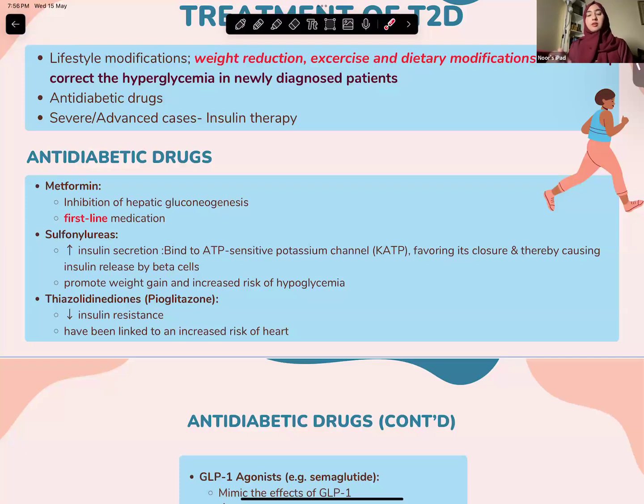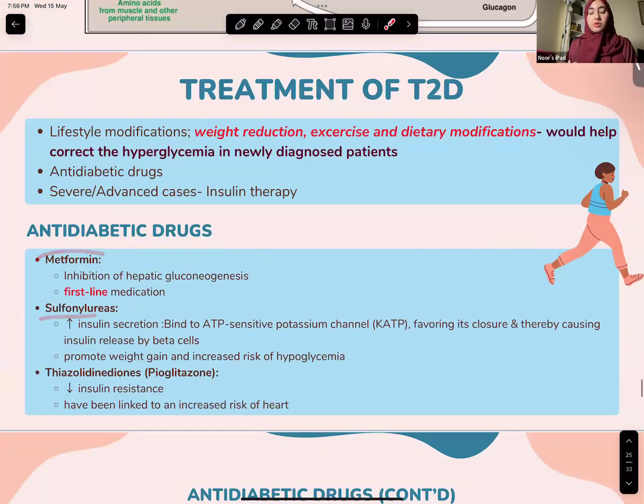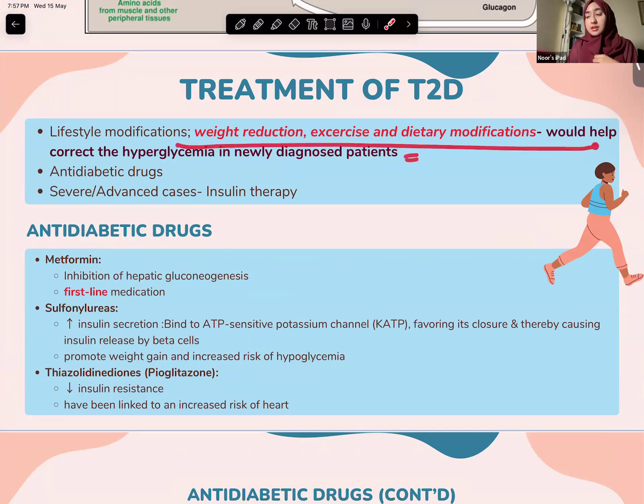Anti-diabetic drugs, you can just memorize the names. I will just quickly go over it. So metformin, which is also Glucophage, inhibits hepatic gluconeogenesis, and it's the first line medication. So metformin is one of the best treatments for type 2 diabetes. You can advise dietary modifications, but you can also give metformin to the patient.